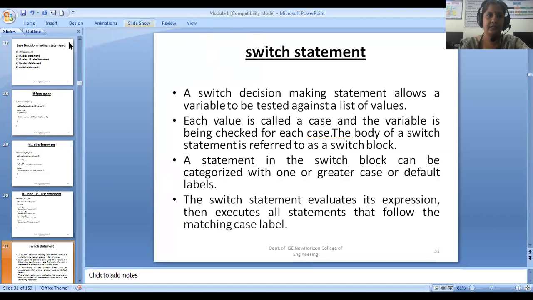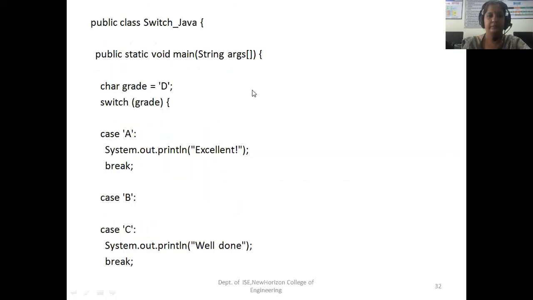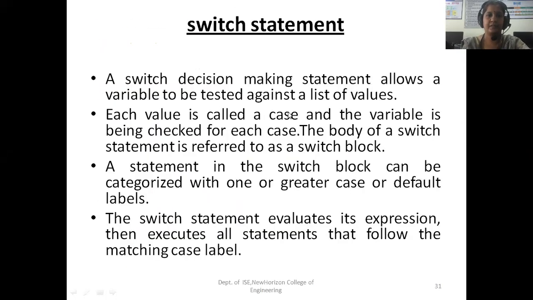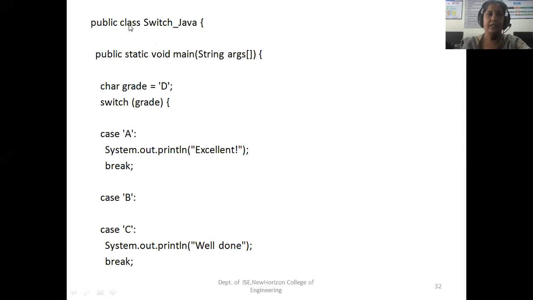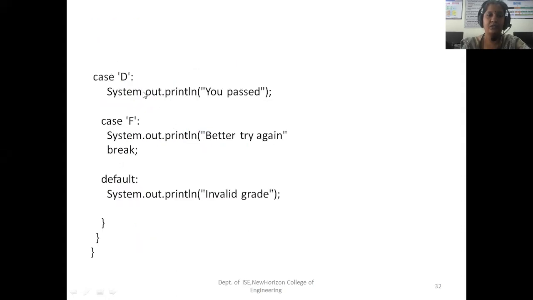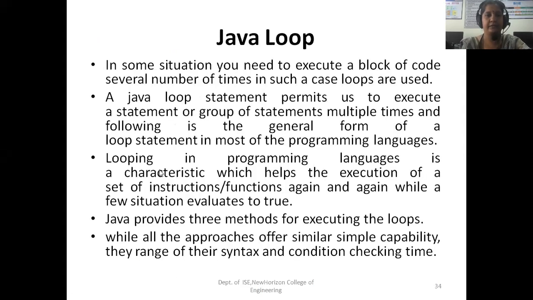I'll show the example. This is my example. Class name is switch Java. I have given character grade D. So if I declare like this, I should give case with the character. So D should match, and my output should be you passed. If I have not given anything, my output will be invalid grade. This is switch. Each and every case should have a break, that we have discussed.